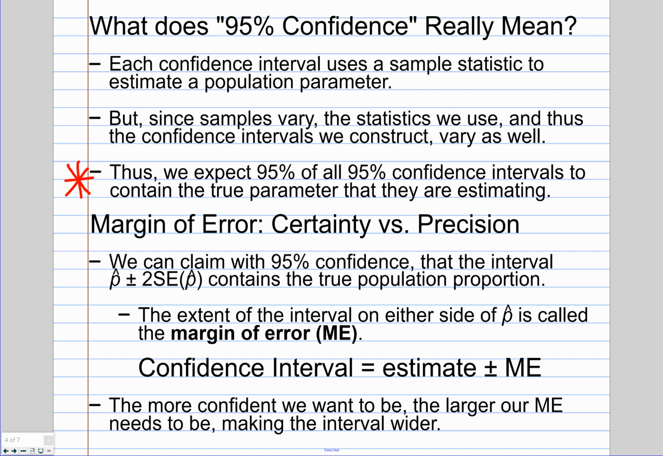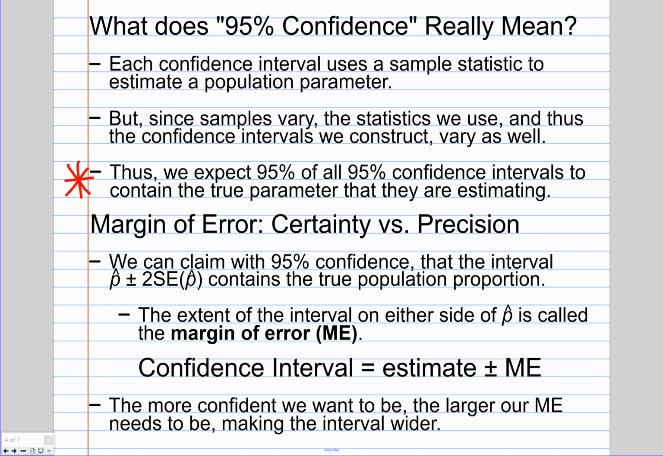Okay, so that one that I starred is how I want you to interpret the confidence level: that 95% of all of the intervals that we make will contain the true proportion. That's what we're saying. All right, we're going to do that a lot this week.